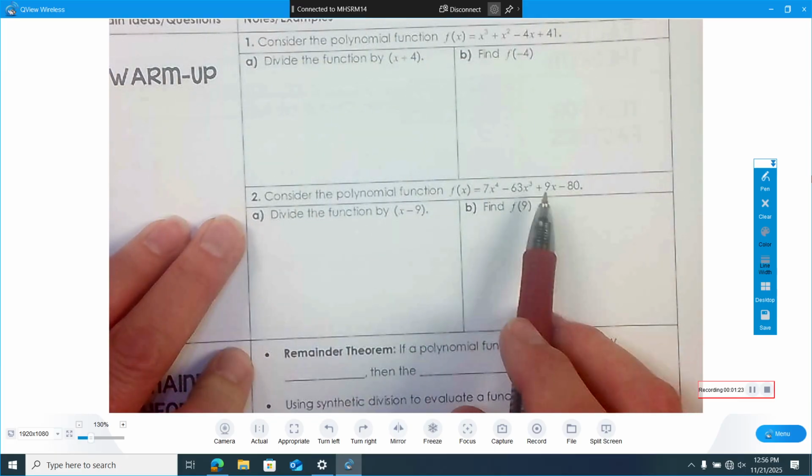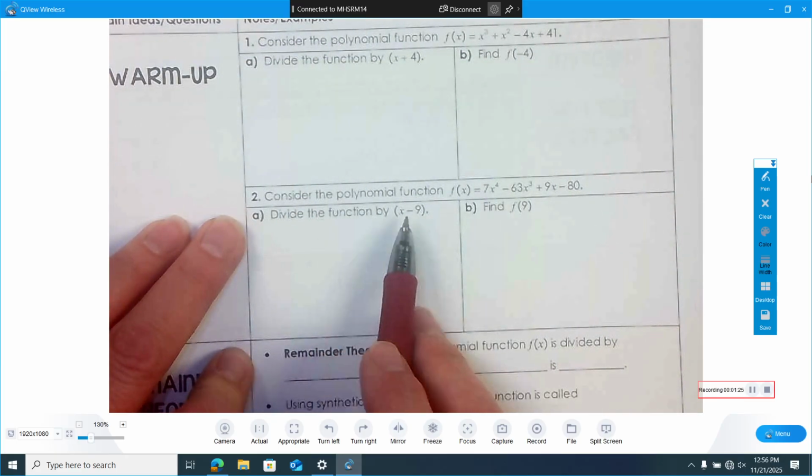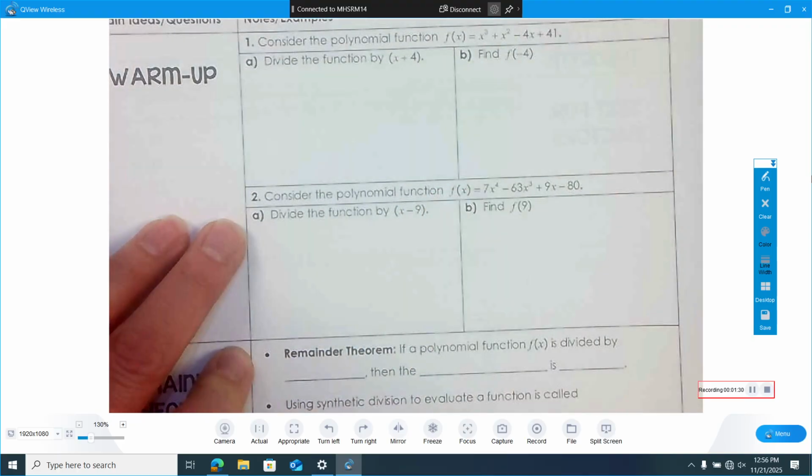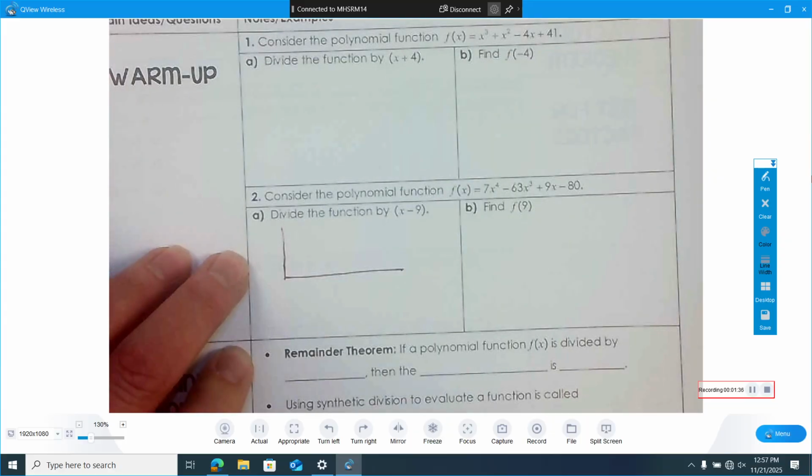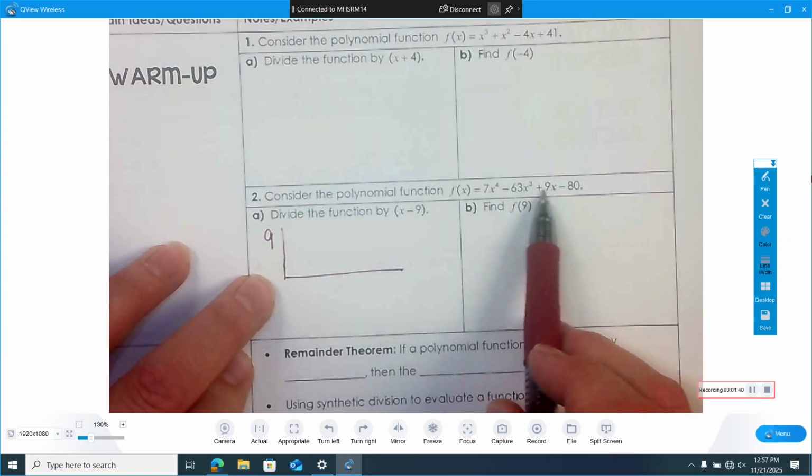Consider the polynomial function. We want to divide the function by x minus 9. So since it is a 1x, we can use synthetic division. And what goes on the outside of my little synthetic division box? A 9, a positive 9. And then what should we write across the top of our box?